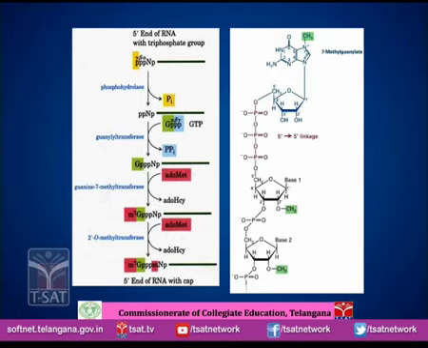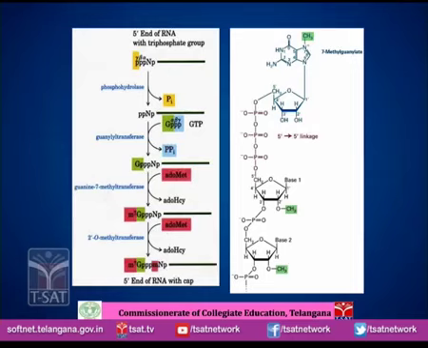Then after that, a methyl group addition can also take place at the second position of the oxygen of the pentose sugar, where a methyl group is again added. Just remember this as the capping mechanism. So what do we mean by capping? Capping is nothing but the addition of 7-methyl guanosine at the 5' end. That is the first point.